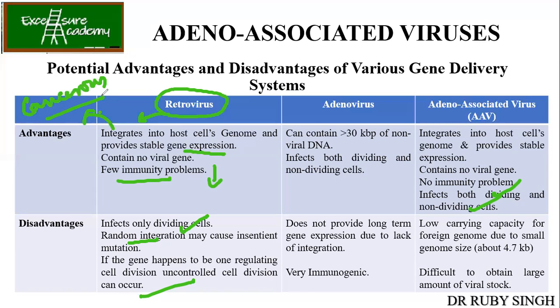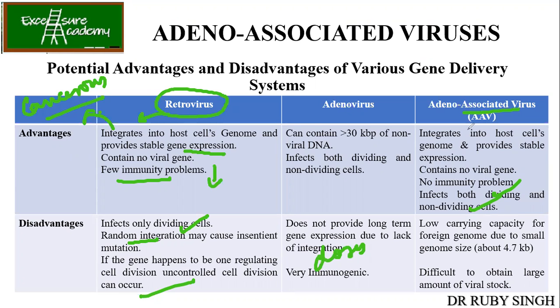This happens many times. So you have gone for the treatment to control the disease, but since you're using the retrovirus, there are chances that a patient who was not initially having cancer might get cancer now. Then the disadvantage of adenovirus is that it does not provide long-term expression, and that's why you need to give the doses again and again. Then the adeno-associated virus has a low carrying capacity.